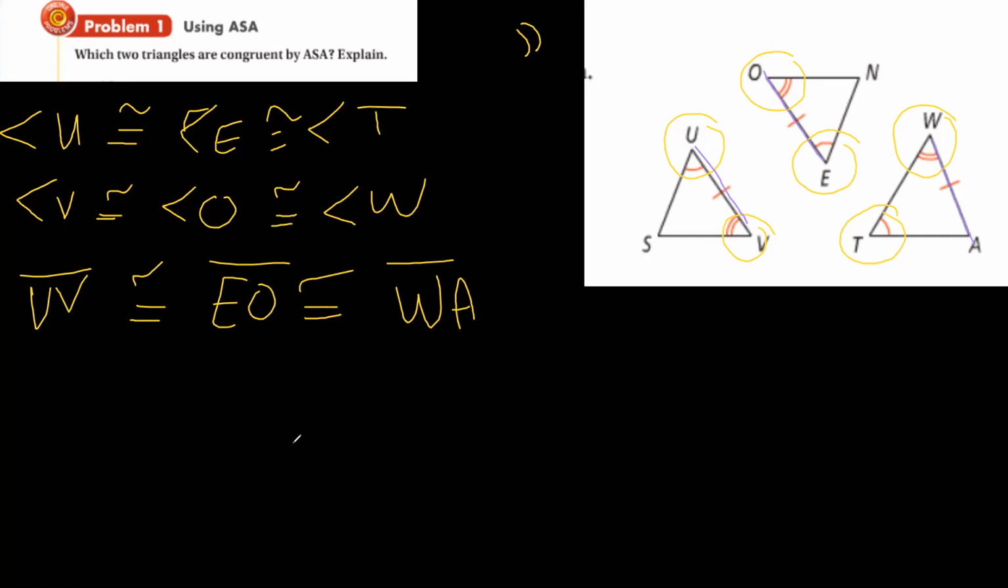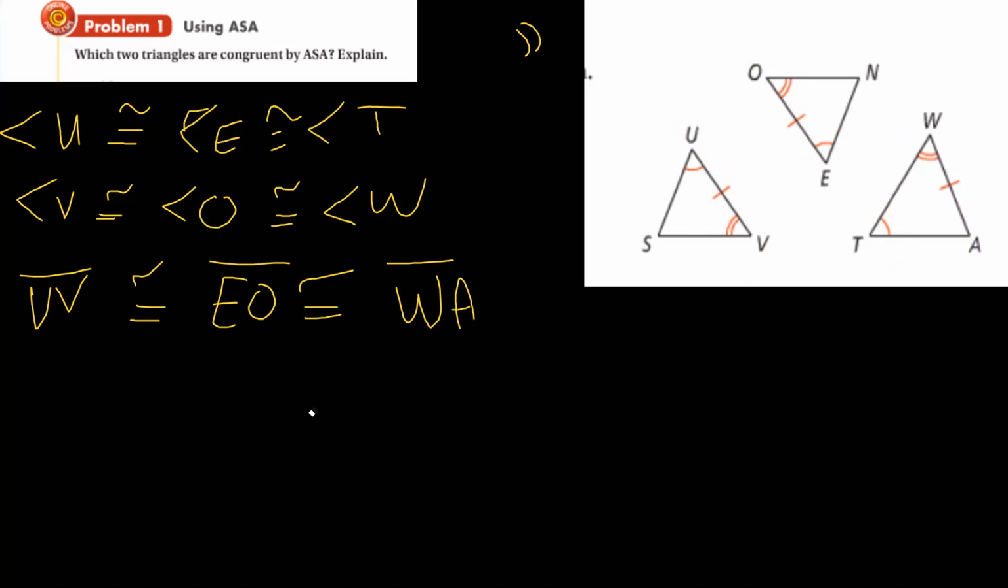Now, after that, I want you to check the triangles. Which triangle has two angles and the side between them? I must have two angles and the side between them. Okay? I will not use all of them. Let's see now.